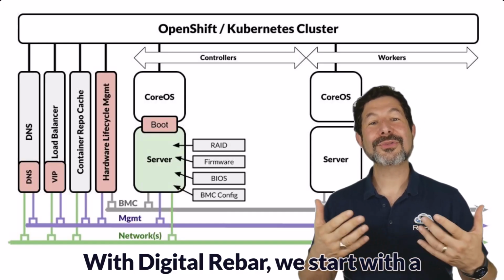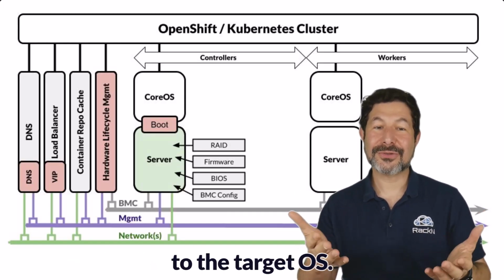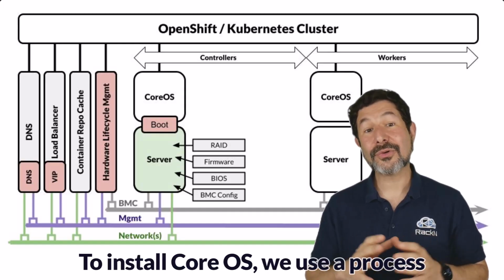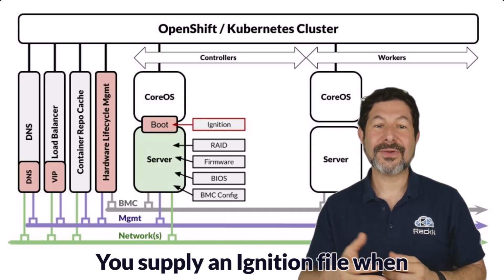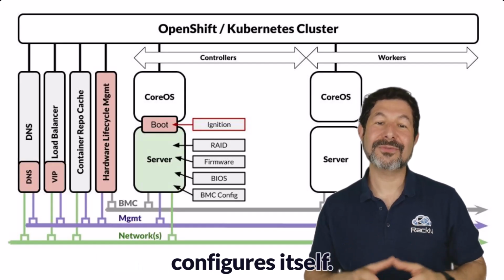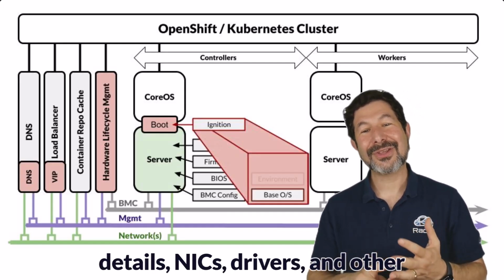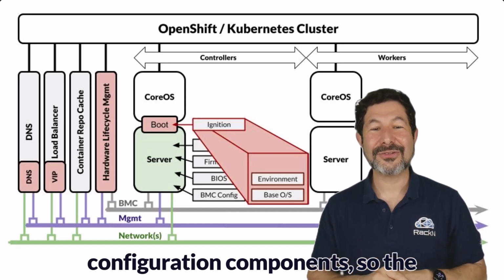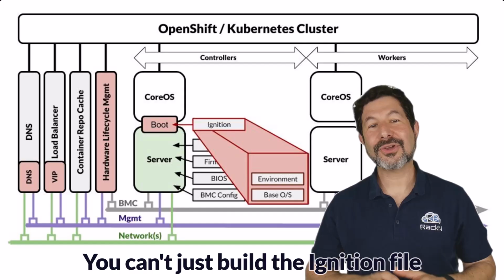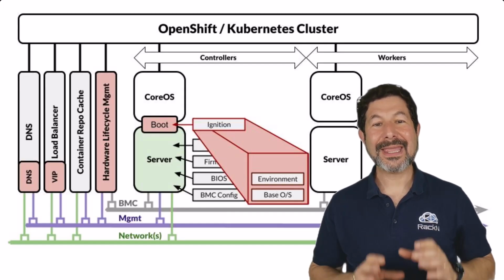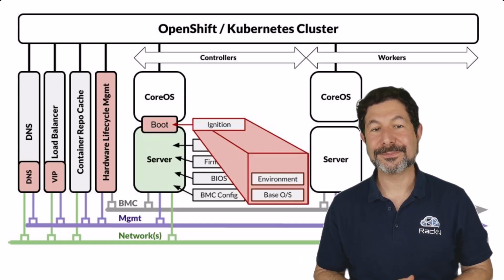With Digital Rebar, we start with a discovery OS to handle these lifecycle tasks, and then reboot to the target OS. To install CoreOS, we use a process called ignition. You supply an ignition file when booting CoreOS to define how it configures itself. This file must include hardware details, NICs, drivers, and other configuration components so the system can set itself up correctly. You can't just build the ignition file blindly. It must reflect discovery data and be available during every CoreOS boot.